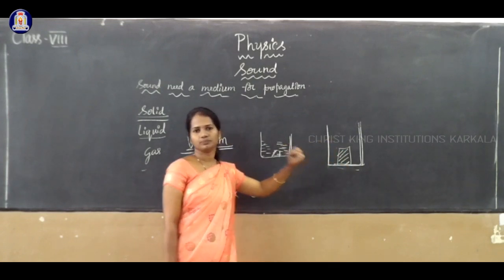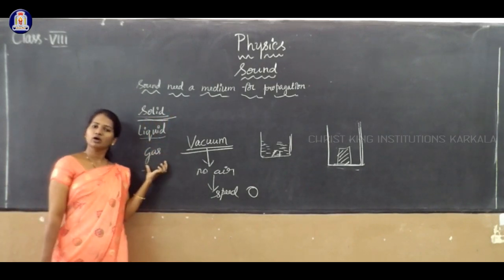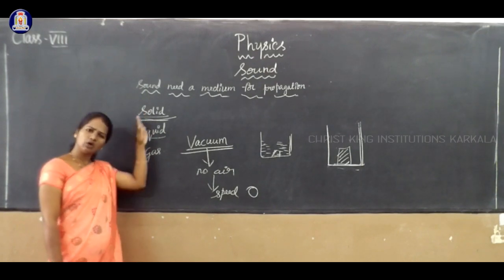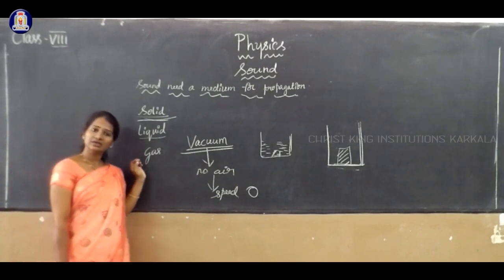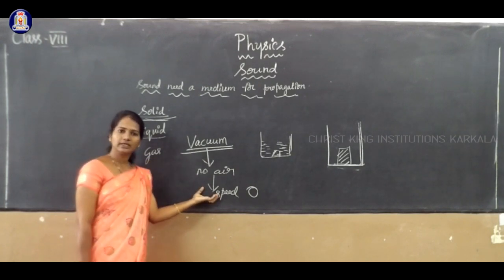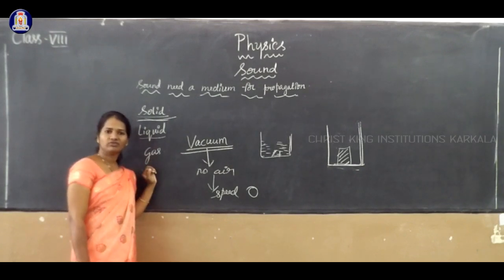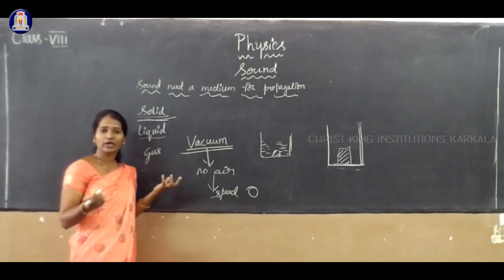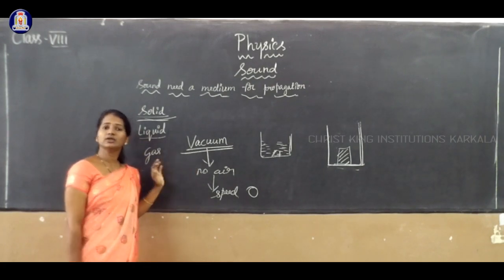Sound needs a medium. It may be a solid medium, a liquid medium, or a gaseous medium. Sound travels through all three mediums. But if there is no medium, we cannot hear the sound. The speed of sound is zero. For example, if astronauts want to speak on the surface of the moon, there is no atmosphere, there is no air. We cannot hear the sound because there is no air. The speed of sound is zero.